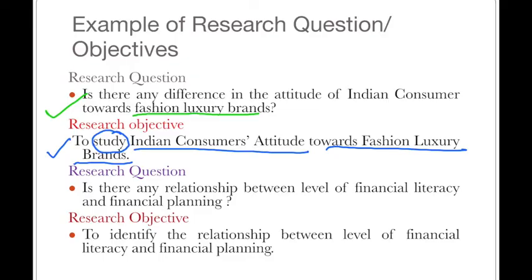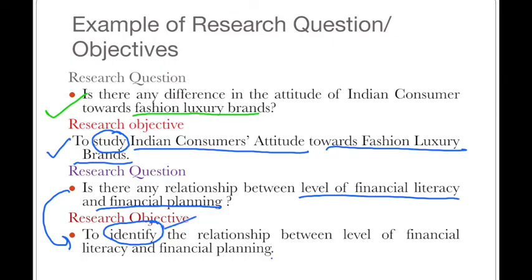Another example: if I have a question in my mind, is there any relationship between level of financial literacy and financial planning? This is the research question a researcher has in his or her mind. Based on this, the objective is to identify the relationship between level of financial literacy and financial planning. Here I can use the word examine also, since I want to identify or examine the relationship. Usually for correlation I use the word identify, because I have to check whether there's a relationship or not.